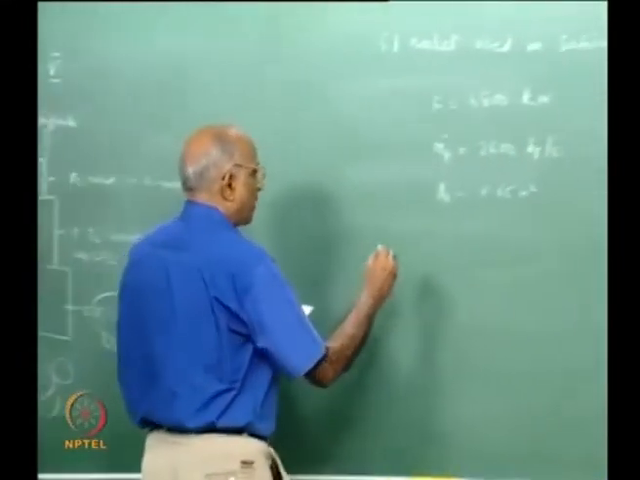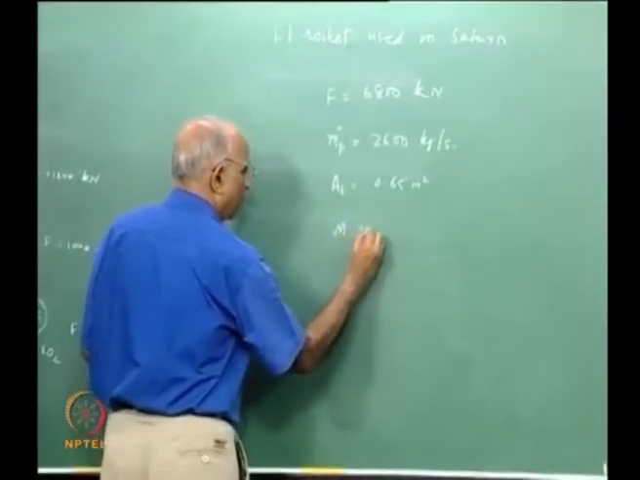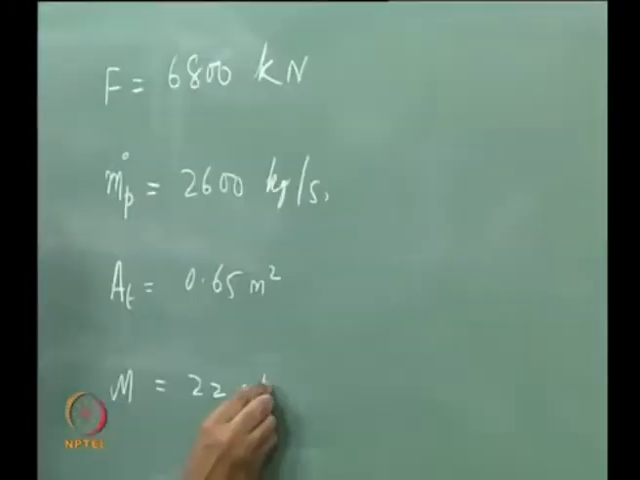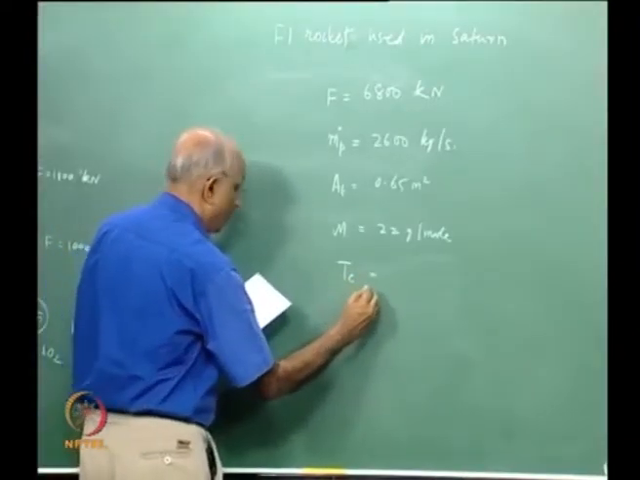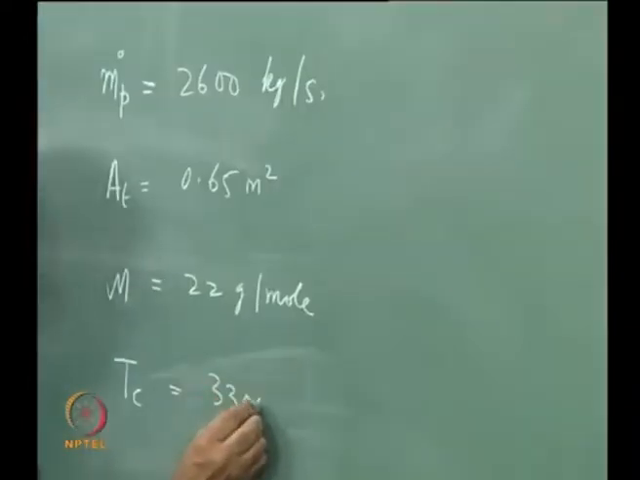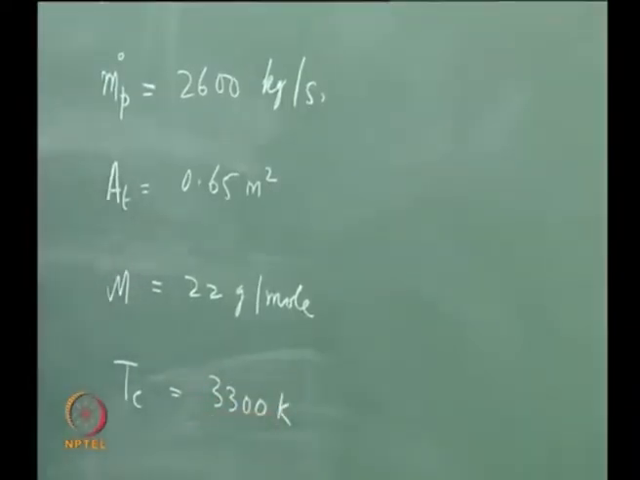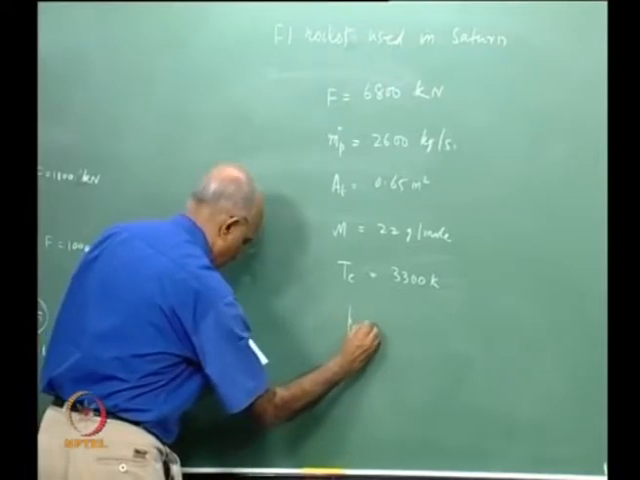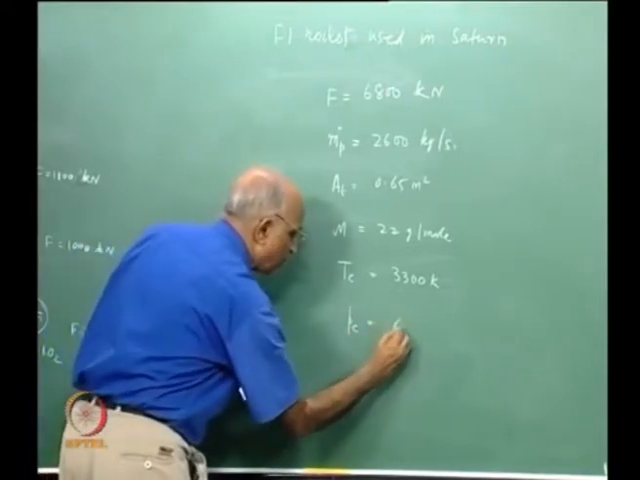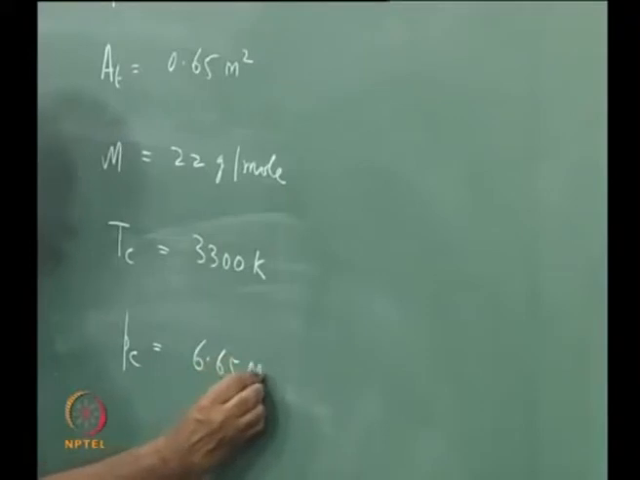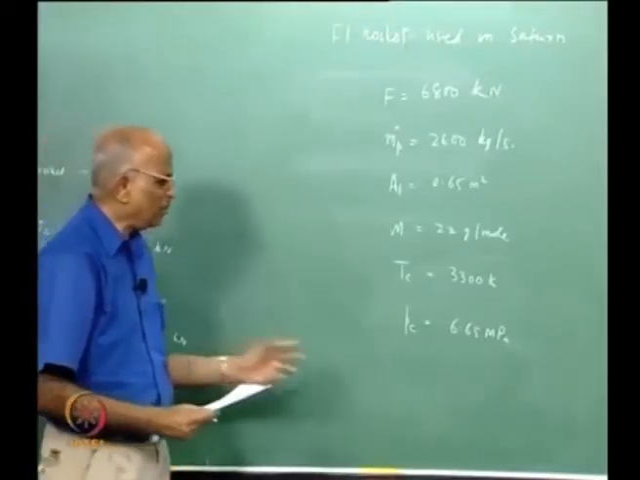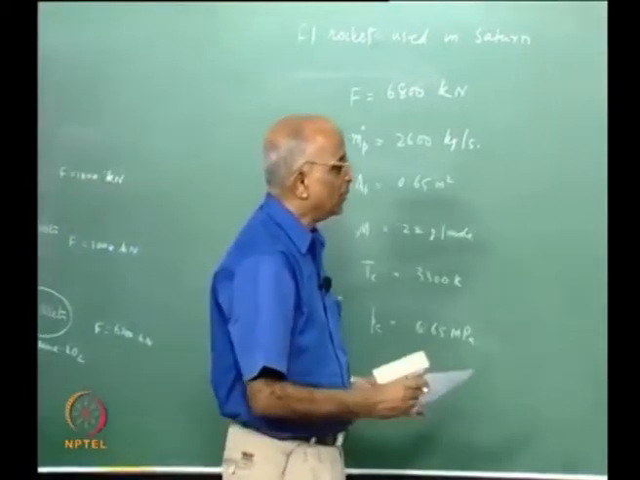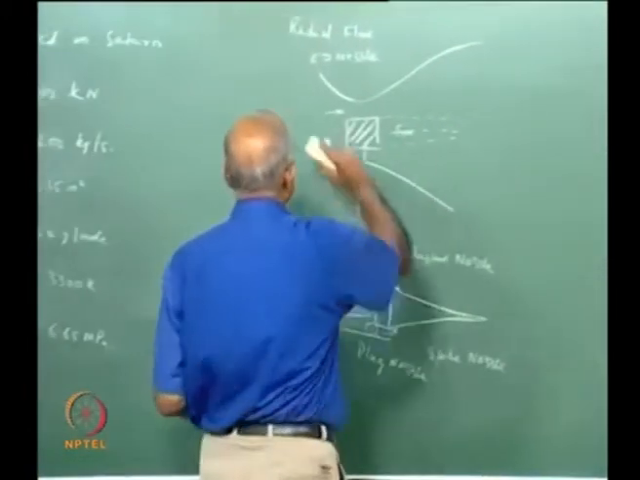The molecular mass of gases which are passing through the nozzle is equal to 22 grams per mole. The temperature of the combustion products in the chamber is equal to 3300 Kelvin, and the chamber pressure is equal to 6.65 MPa, that means something like 66 bar. This is a little below the standard pressure of 7 MPa which we are talking of.